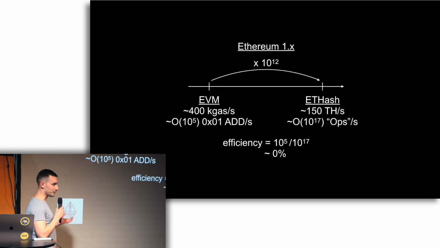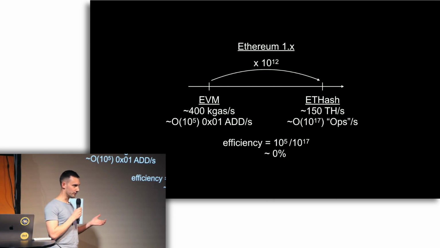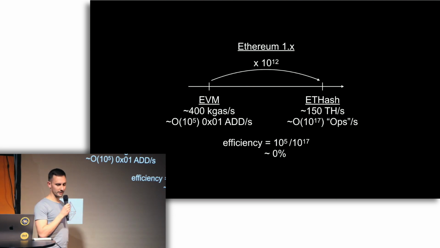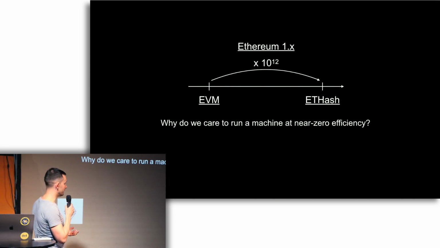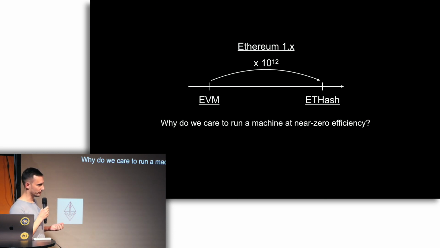And so if you just take a very standard thermodynamic argument, you divide the useful part by all the stuff done, which is still 10 to the 17, you have an efficiency of 0. I mean, approximately 0. And so the question is, why do we care to run a machine at near 0 efficiency? Apparently we spend millions of dollars a day to keep this running because we mint ETH and it has a stable value. So we pay off electricity bills. Why do we pay this cost?